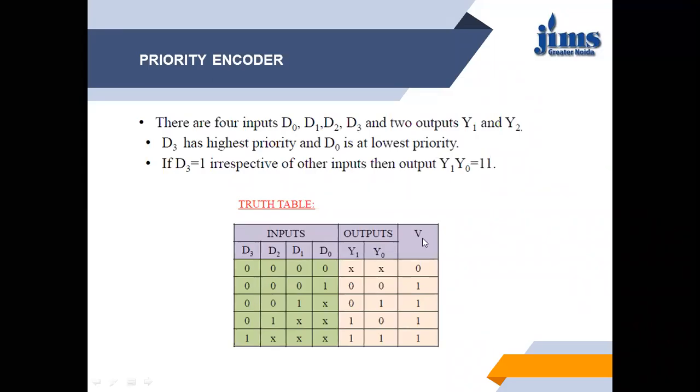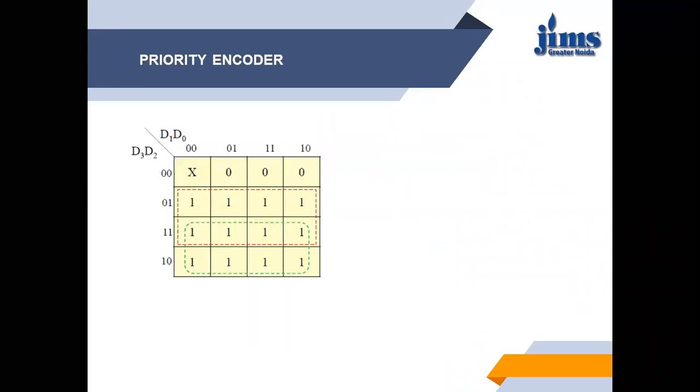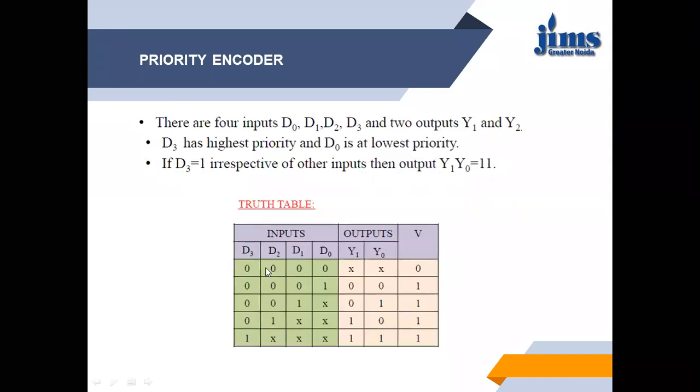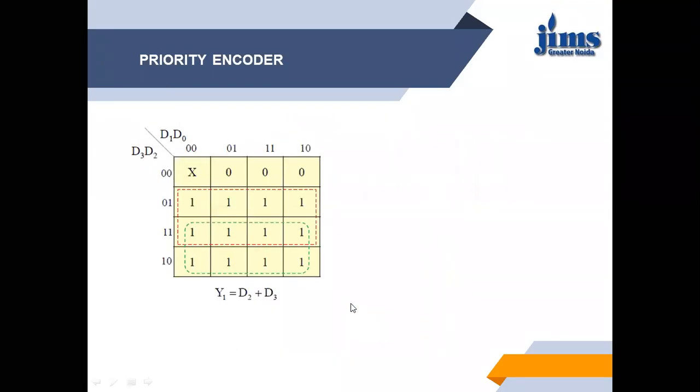So here I have tried to solve the K-map for y1. It will look like we have 0, 0, 0, 0 for x. Here we have written the combination 0, 0, 0, 0 is x, and the rest of the values I have put in, and I get y1 equals d2 plus d3.